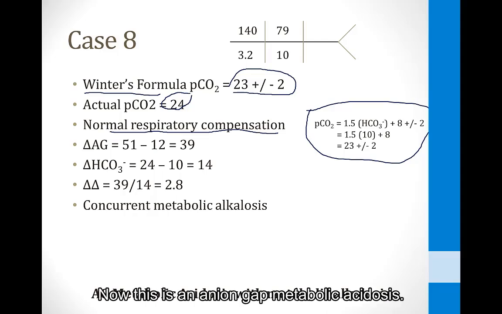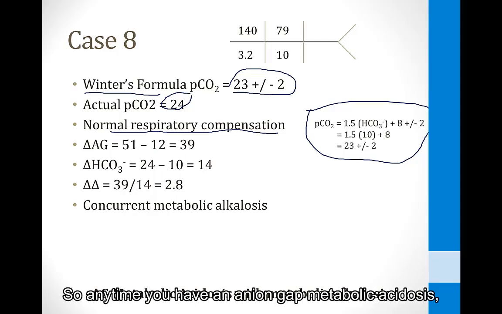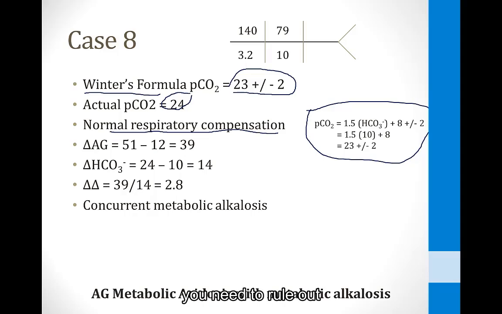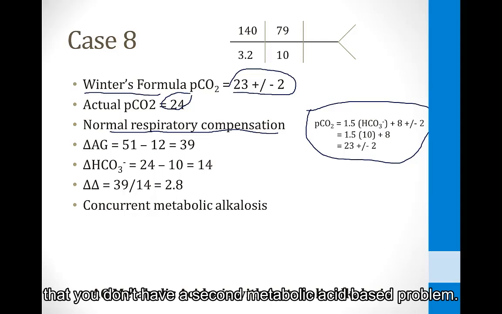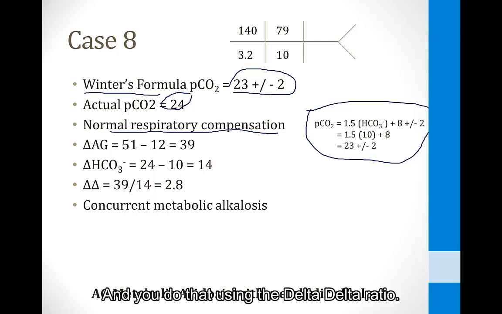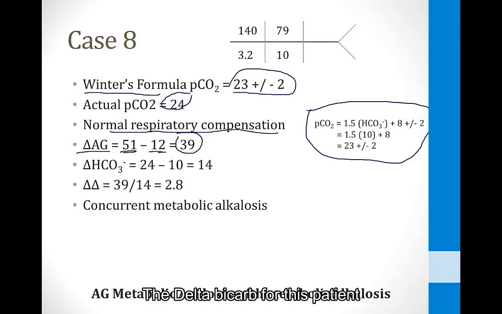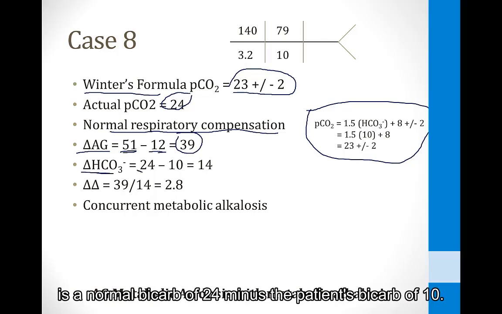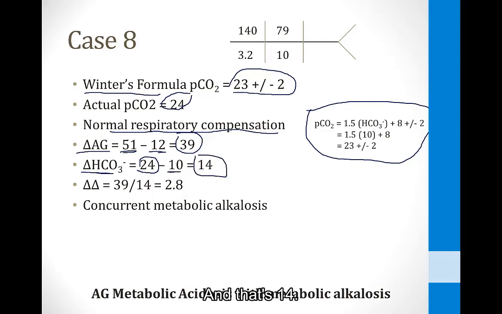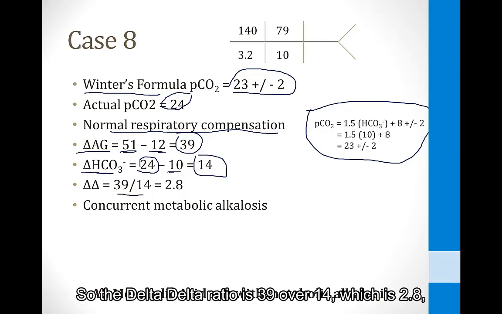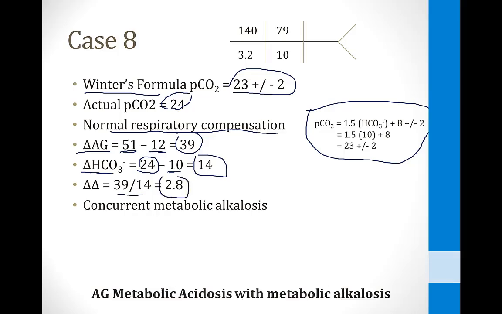Now this is an anion gap metabolic acidosis, so anytime you have an anion gap metabolic acidosis, you need to rule out that you don't have a second metabolic acid-base problem, and you do that using the delta-delta ratio. So the delta anion gap for this patient is 51 minus a normal gap of 12, and that's 39. The delta bicarb for this patient is a normal bicarb of 24 minus the patient's bicarb of 10, and that's 14. So the delta-delta ratio is 39 over 14, which is 2.8, and that is high.